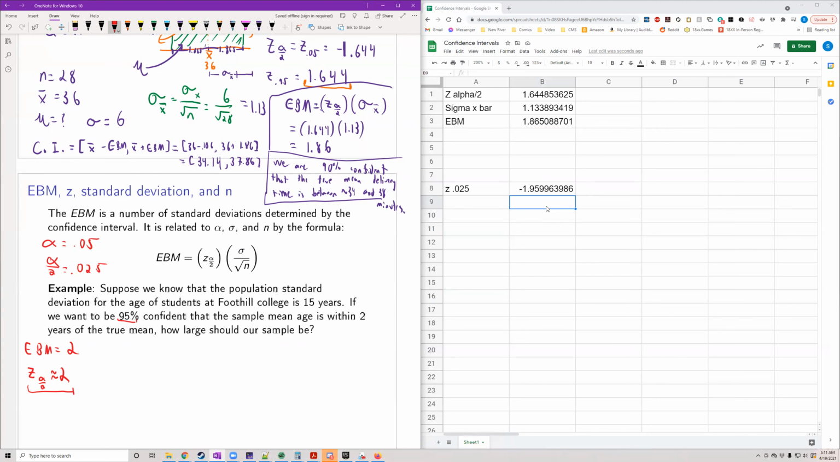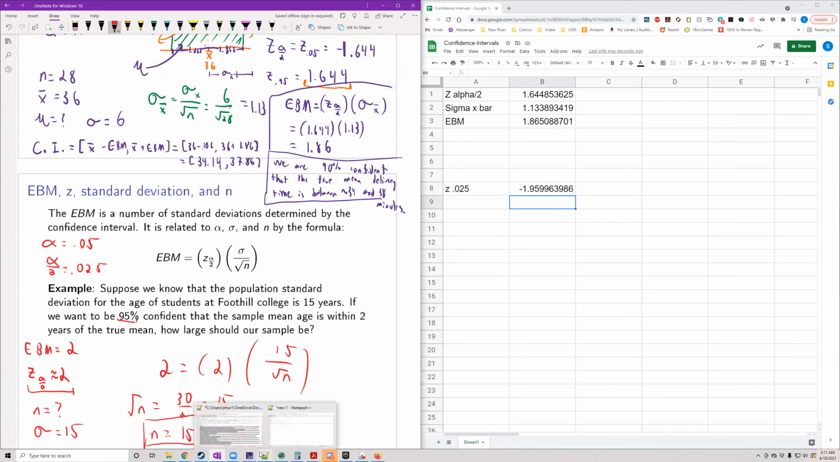We don't know what the sample size is. We're trying to find a sample size. We do know the standard deviation. It's 15. So we can simply plug in: 2 is equal to 2 times 15 over root n, and solve for what n needs to be. So in this case, root n would end up being 30 over 2, which is 15. And so n would need to be 15 squared, or 225.